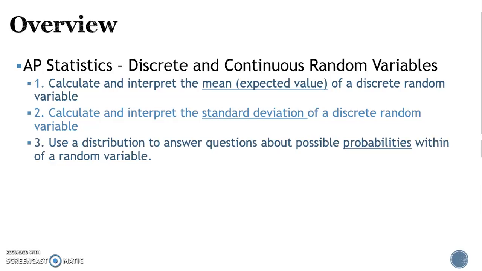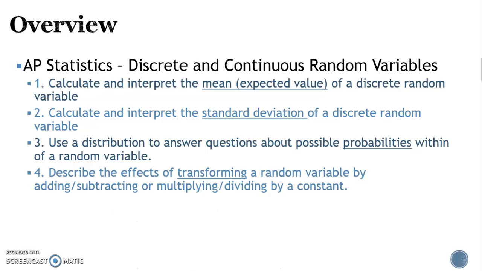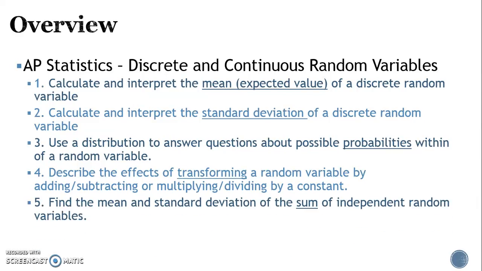They have to be able to calculate probabilities within discrete or continuous random variables. They must transform a random variable from its original state by either multiplying or dividing it by a constant or adding or subtracting a constant to every value within that distribution. And finally, for this part of the year, they have to be able to calculate the mean and standard deviation of the sum, so when we combine two separate random variables.